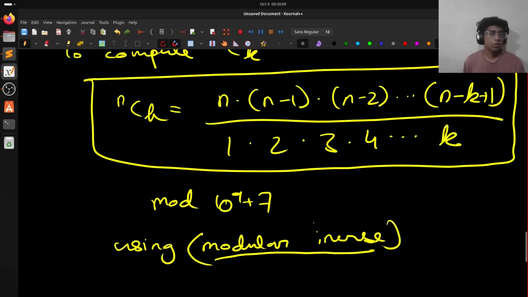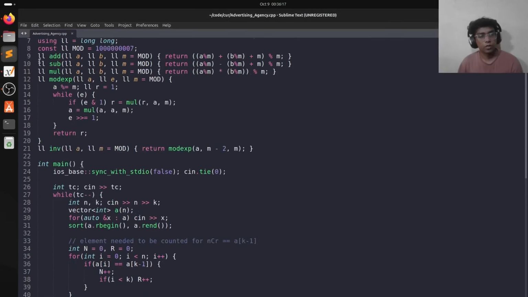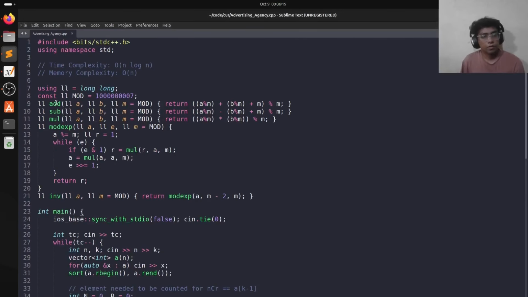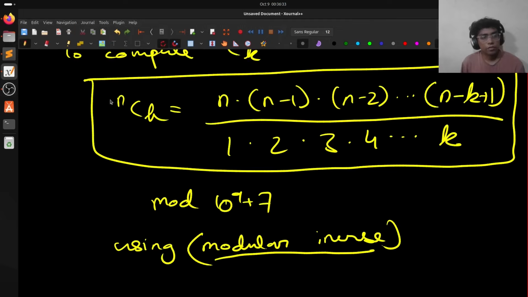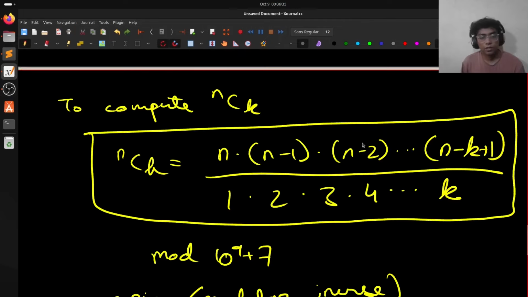An alternate way is to use Pascal's triangle, but that is more complicated. It's much simpler to just use modular inverse. You can use a template. For example, you can go through my code. I have a simple template for modular addition, subtraction, multiplication, exponentiation, as well as inverse, right? You can also make your own functions for all of these and just use them. So we need to know how to do modular inverse or modular division to be able to calculate this mod 10 power 9 plus 7.